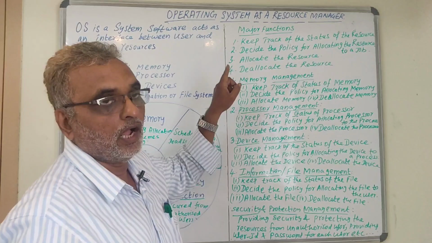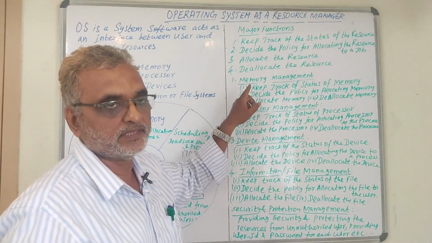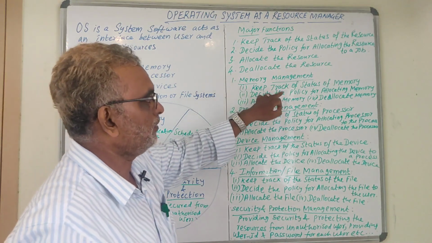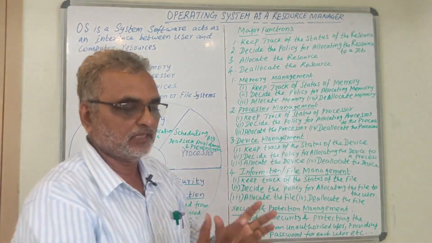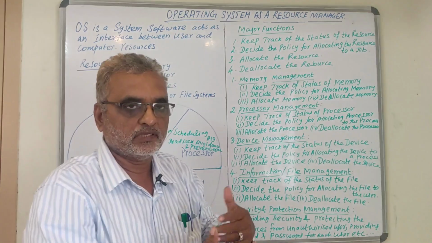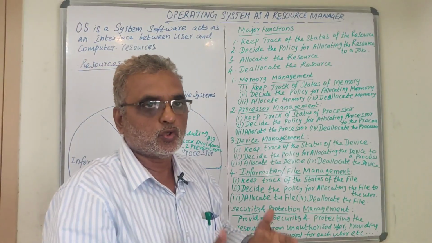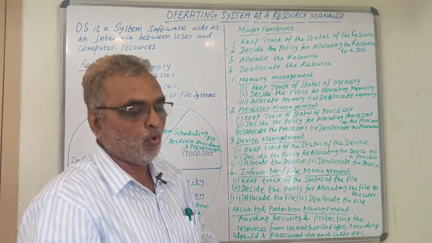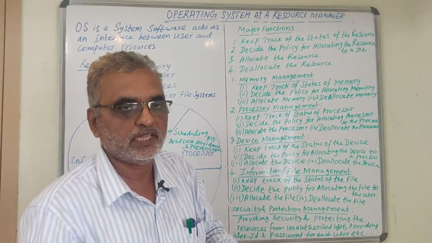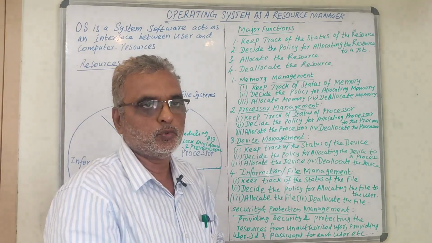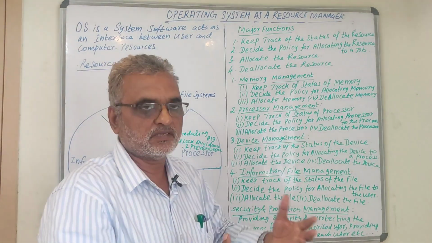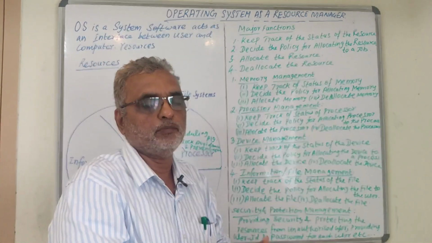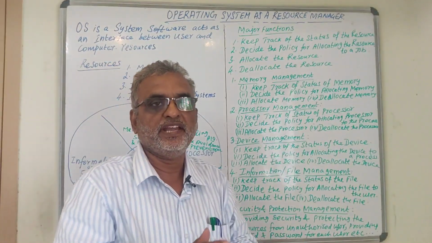Now let us see how it acts as a resource manager for memory. First thing, it keeps track of the status of the memory, whether the memory is available or full. That status is maintained by the operating system. Only if the space is available can a job be loaded into the memory. If the space is not available, we cannot load the job, so the job will be put under wait condition.